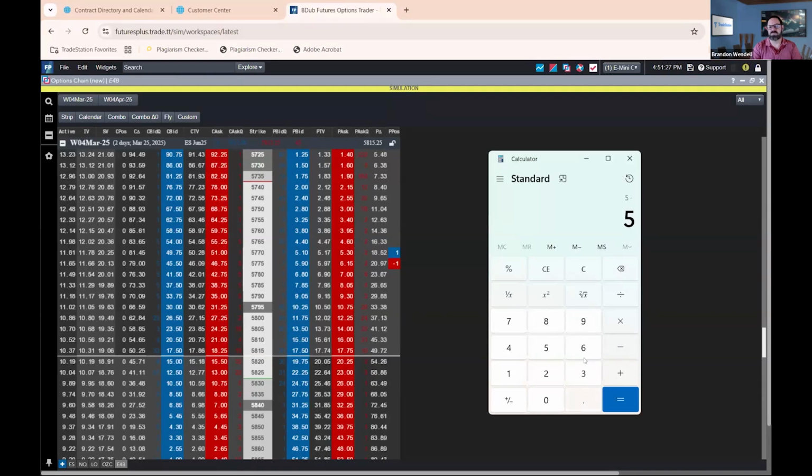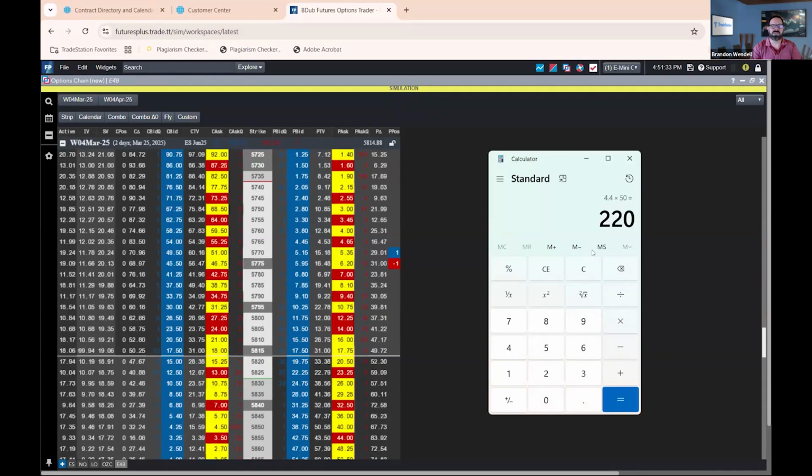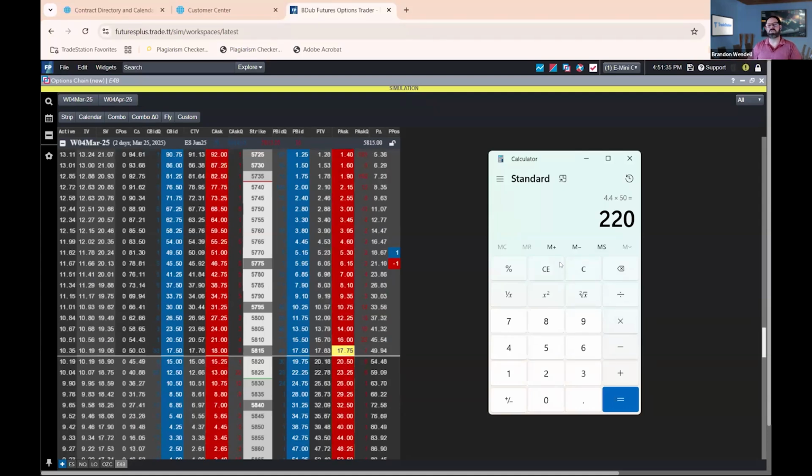So 5 minus 0.6 times 50 is $220. In order to put on that bull put spread, I only have to come up with the maximum risk, which is 220 bucks. How much am I going to make for this? 30 bucks. Well, what kind of reward is that? 30 divided by 220. That's a 13.5% rate of return by tomorrow afternoon.